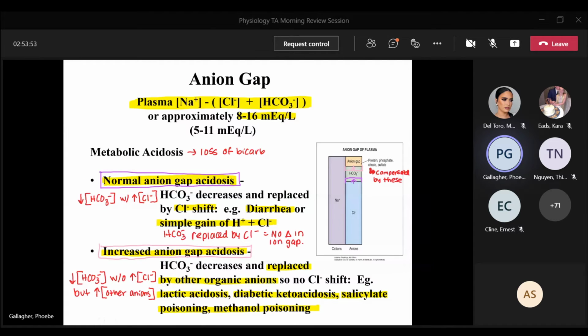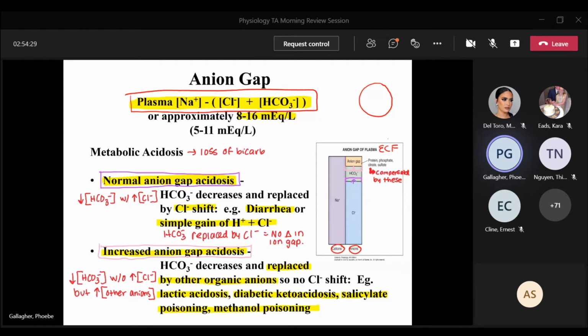Okay, so lastly, the anion gap. The anion gap is equal to your plasma sodium concentration minus your chloride and bicarbonate concentrations. Your cations and your anions need to be equal to each other. You need to maintain the balance of cations and anions so that you don't mess with the membrane potential. This is essentially talking about the concentrations of these in the extracellular fluid.